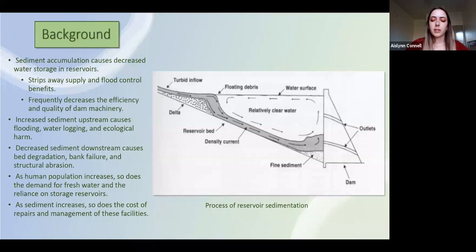So sediment that becomes trapped in reservoirs depletes the total storage capacity, which over time eliminates any flood control benefits. And sediment trapped in these systems is harmful to the reservoir itself, as well as upstream and downstream stretches. In the reservoir, dam machinery is diminished with an influx of sediment, which is often costly and hard to maintain. A surge in sediment upstream can have harmful effects like flooding and waterlogging, while the absence of sediment downstream can cause bank failure and abrasion. And as the population increases, our demand for fresh water from storage reservoirs does as well.